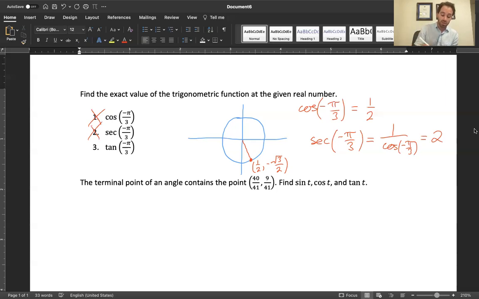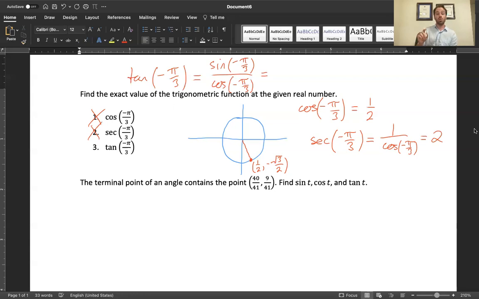Now I need the tangent. Okay, the tangent, I only have room up here, so I'm going to do it at the top. Tangent of negative pi over 3 is the sine over the cosine. Sine of negative pi over 3 divided by cosine of negative pi over 3.